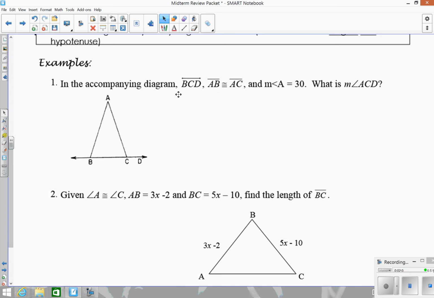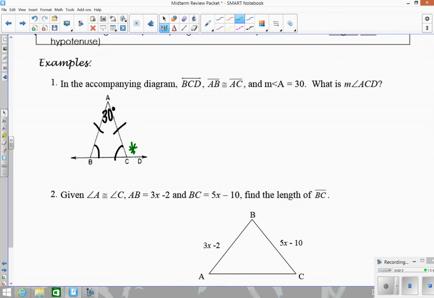So in this diagram here, we have AB and AC congruent. So right away I know that this triangle, ABC, is isosceles, which means that these base angles have to be congruent. I also know that the measure of angle A is 30, so we can label that. And I'm trying to figure out the measure of angle ACD, this exterior angle here.